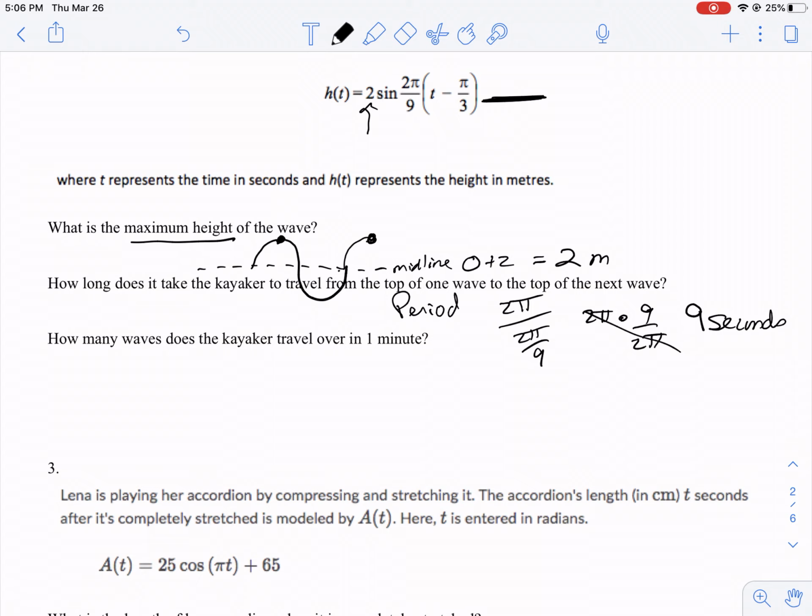How many waves does the kayaker travel over 1 minute? Well, let's think about this. The period is 9 seconds. So that means every 9 seconds I travel over a wave. If I take the fact that a minute is 60 seconds and divide it by 9, that should tell me how many waves I travel over. 60 divided by 9 gives me 6.6 repeating, so that would be 6 whole waves.